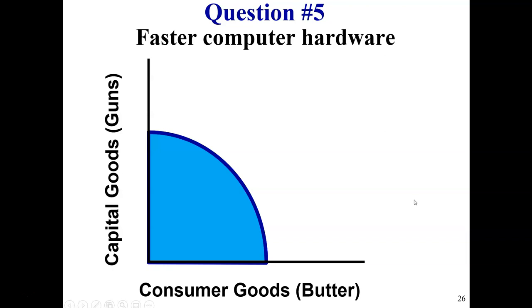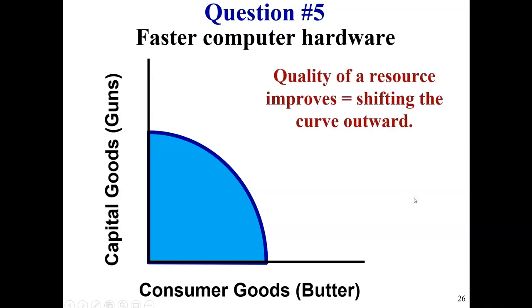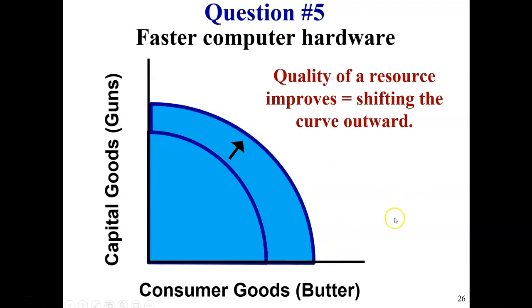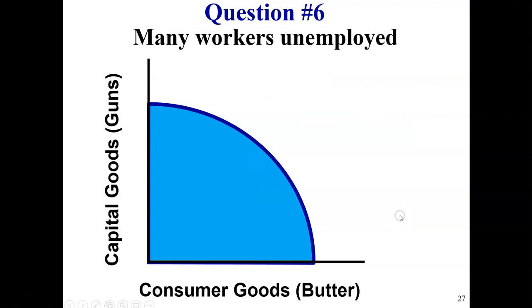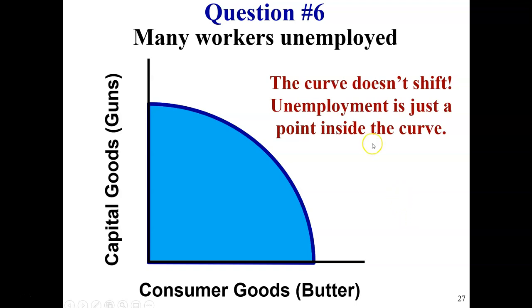Faster computer hardware, the quality of a resource improves, so the entire curve is going to shift outward. Many workers are unemployed. The curve is not going to shift if that happens. Unemployment is represented as a point inside the curve. So we still have those resources, but they're just not being utilized right now because people had to be laid off.